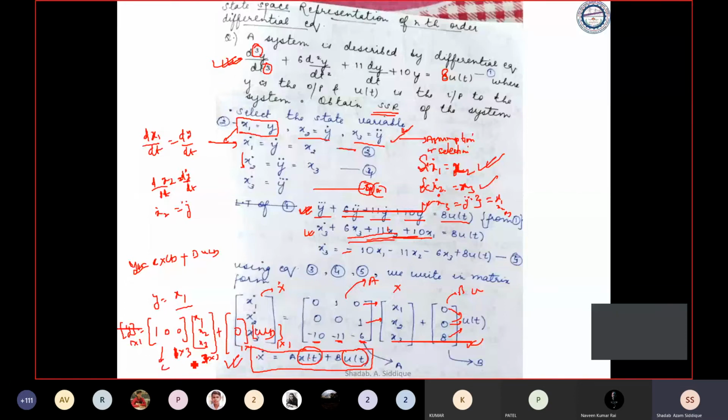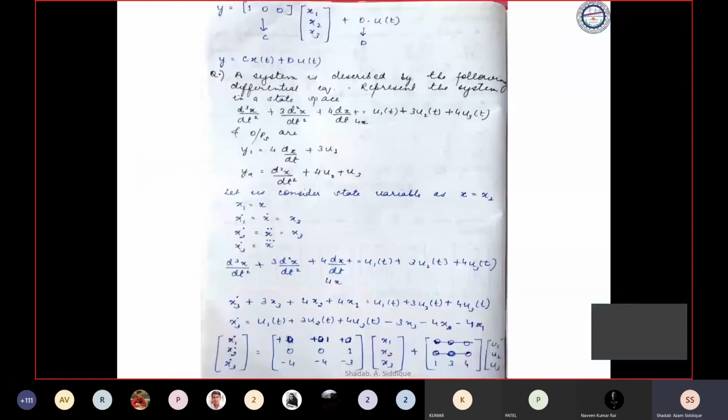So this is called C, and this is basically x. This is x and this is u. So this is what is represented here. You can see here. I hope you understood all these things. I hope this is clear.